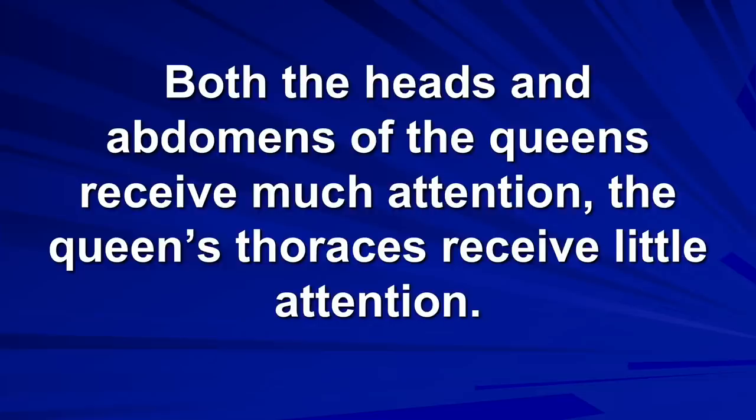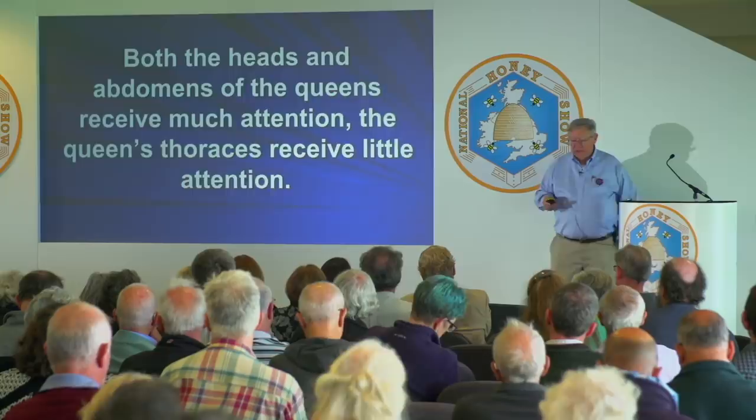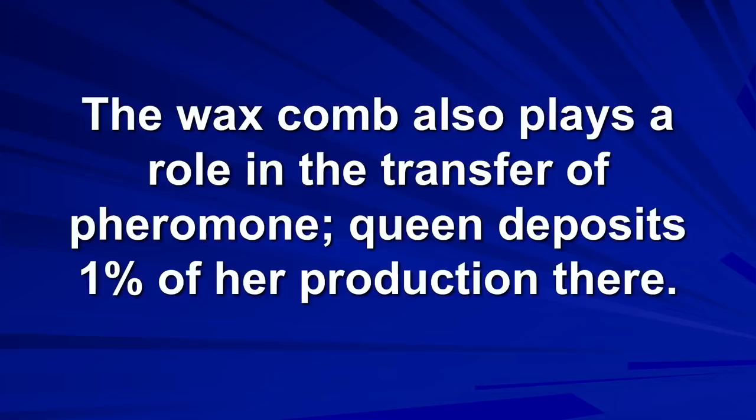Both the heads and the abdomens of the queen are the areas that receive the most attention. Why? Because, as I already told you, that is where the glands are located. The wax comb also acts as a sponge and absorbs some of this. So as the chemical is being spread through the population of bees, some of it is lost because it's being absorbed by the comb. Some of it is being consumed.